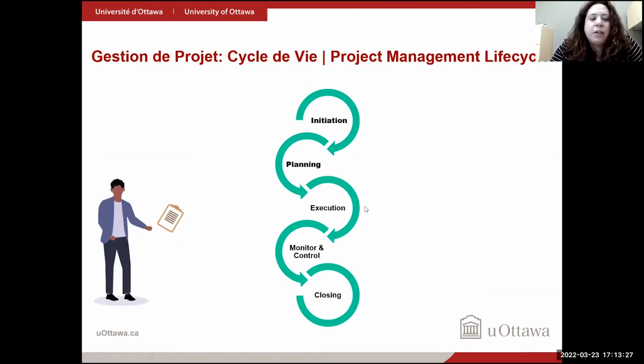Go through the project life cycle. These are the five main phases of any project. And it's, again, an iterative approach, no matter which method of project management you're following. So there's the initiation phase, planning, execution, monitor and control, and closing.